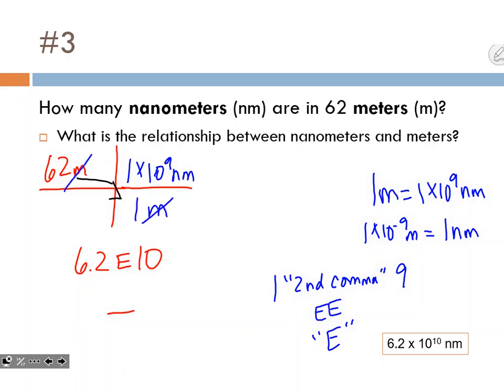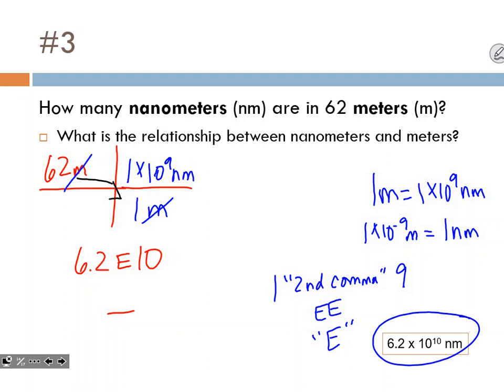Meters will cancel. But how it's going to appear as your answer is 6.2 E10. That means 6.2 times 10 to the 10. And you would write this as your final answer, though. You would not give me an E answer. That's the calculator answer. Write it as 6.2 times 10 to the 10 nanometers. Okay? So that's how the graphing calculators work for scientific notation.